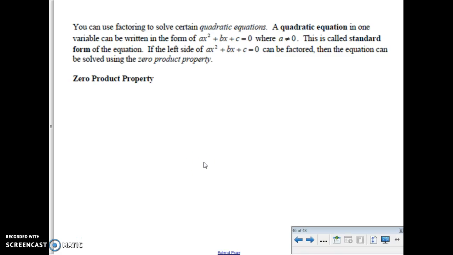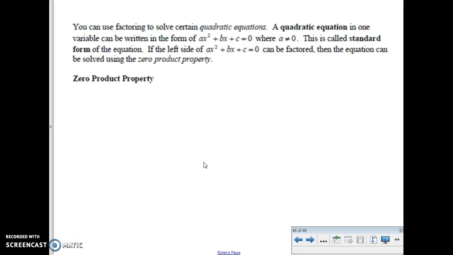Okay, so we've been talking about factoring. The reason why we talk about it is so that we can use it to solve an equation. You can use factoring to solve certain types of quadratic equations. A quadratic equation in one variable can be written in the form of ax squared plus bx plus c equals 0, where a cannot equal 0. This is called standard form, which we talked about when we dealt with graphing parabolas.